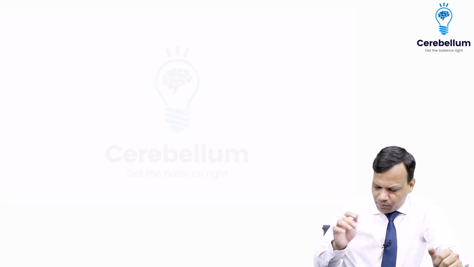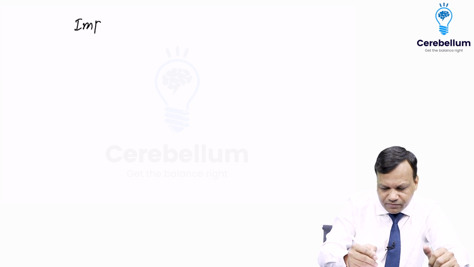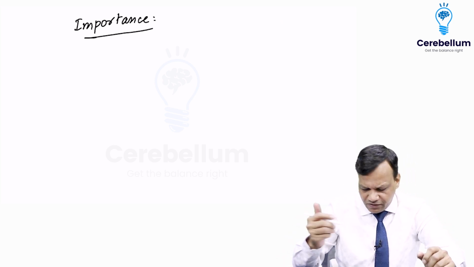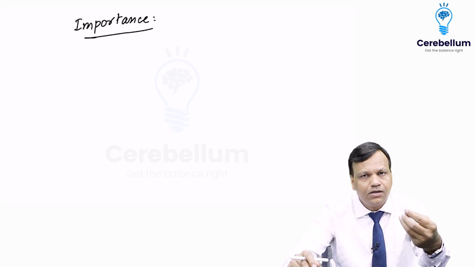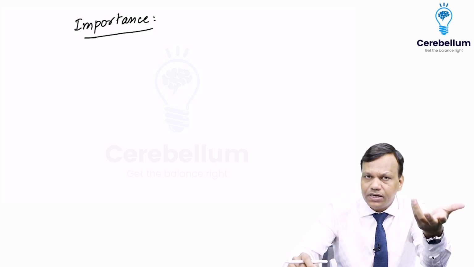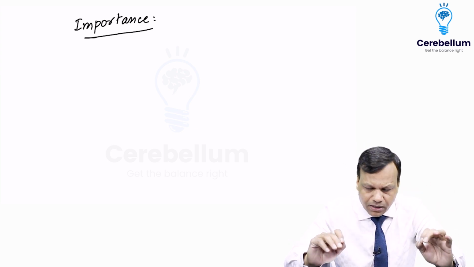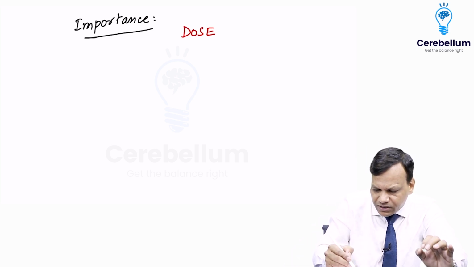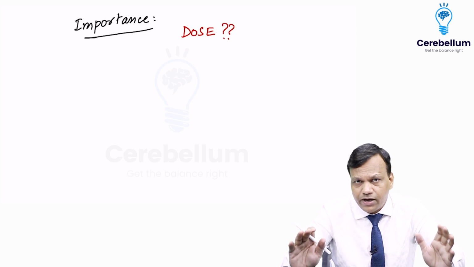Okay. Now coming to a very important thing, what is the clinical importance of half-life? If half-life of a drug is high or half-life is low, what does it mean? So simply, if half-life is more, it means the drug will be working for a longer period. Half-life is less means the drug will be working for a shorter period. That is the simple thing. But now the important thing is, can you tell the dose of a drug from half-life? The answer is no.